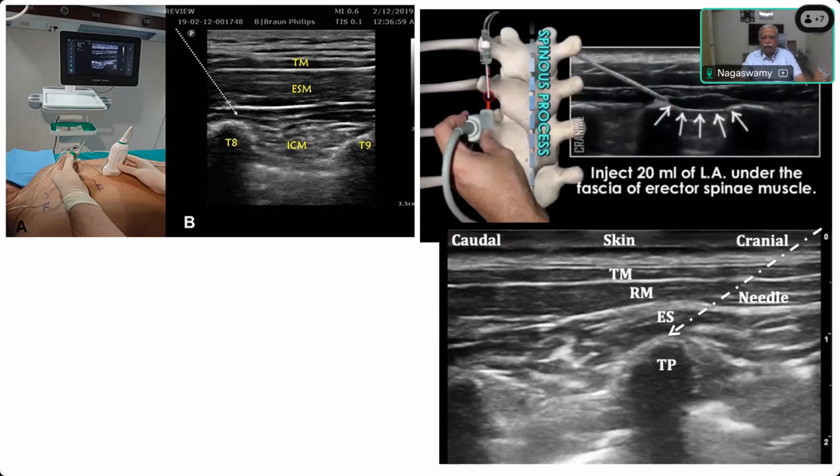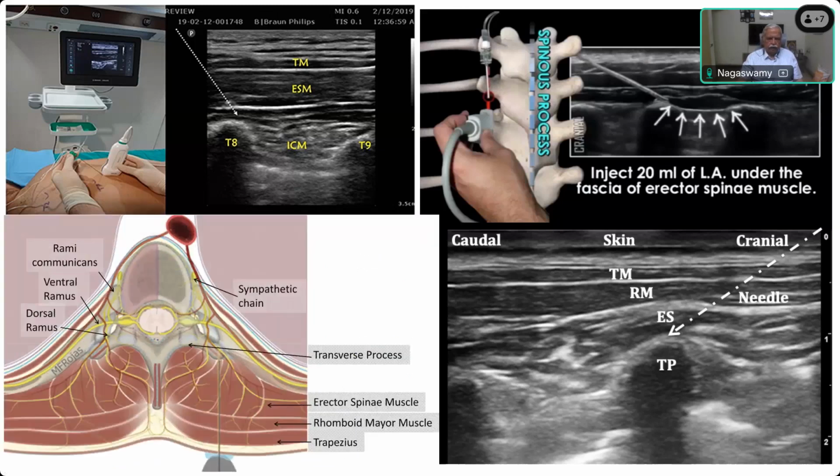And this is another view from cranial to caudal, the needle, TP. This is the transverse process. So just above the transverse process, but under the erector spinae and the other muscles. This is another picture, please remember, which may sometimes be given in the OSCE also. And this is the anatomical picture to show how this works.